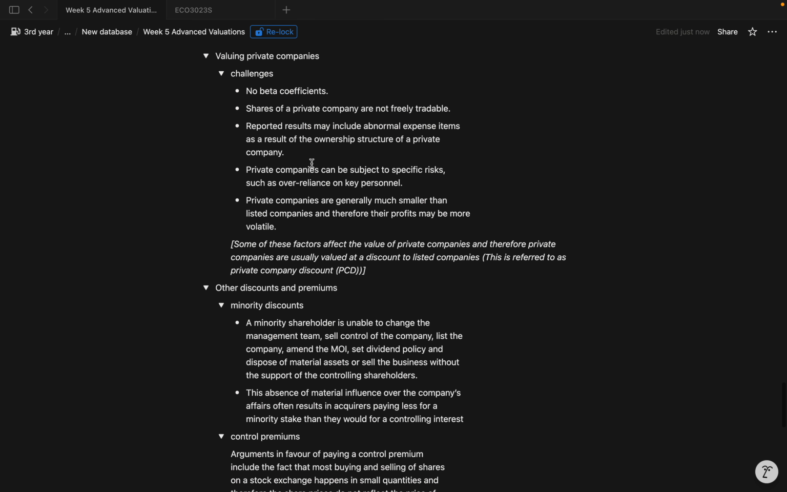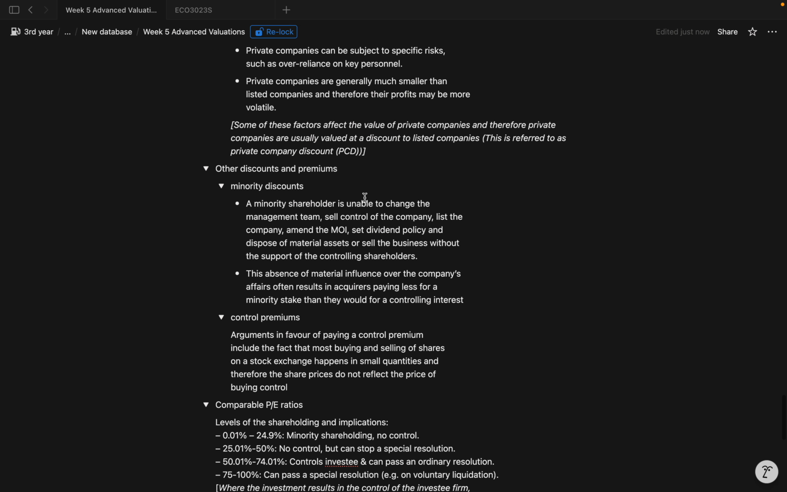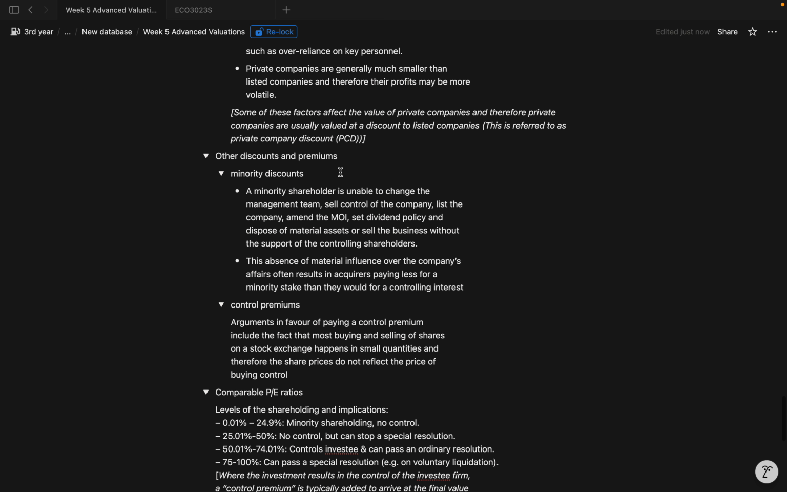So, problems with valuing private companies. There are no beta coefficients, so we don't always know how risky a specific company is compared to the rest of the market or the performance of a market. The shares are not freely tradable. It sometimes may be hard to know how much the shares cost, what they're being traded for. Reported results, like the accounting, might have abnormal expense items because of the ownership structure. They could be subject to specific risks that larger public companies aren't, like over-reliance on key personnel, because they're usually smaller companies.